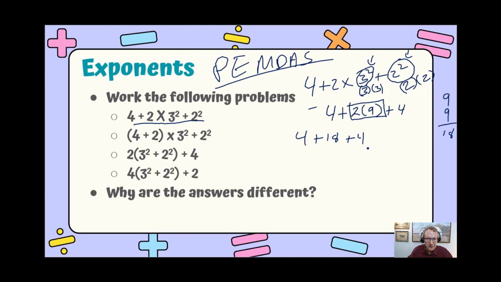So we took a complicated problem and we made it easy. That's what we're going to do throughout this course. We're going to take what's complicated, break it down and make it easy. Well, 4 plus 18 is 22. 22 plus 4 is 26. So the first answer here is 26.